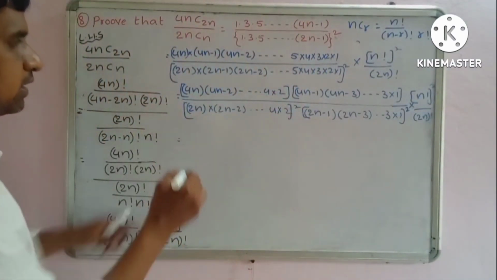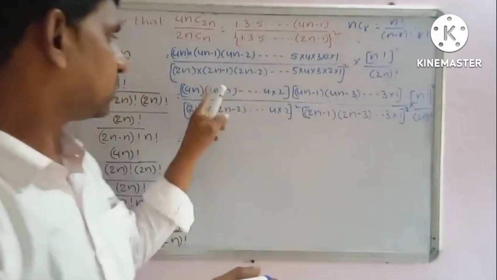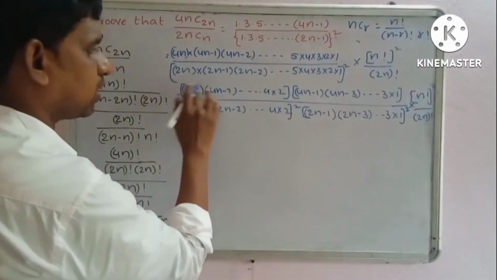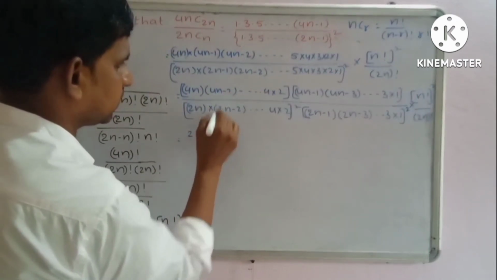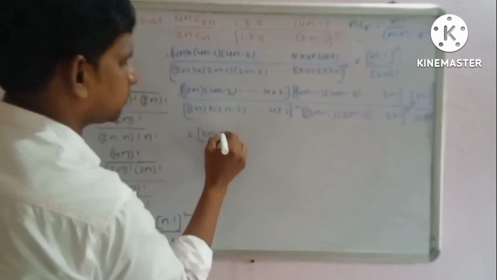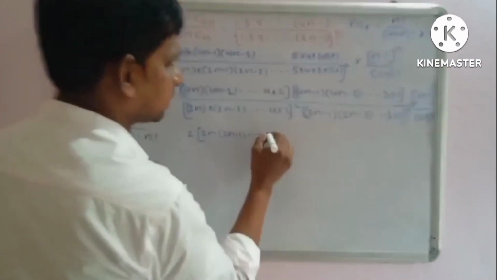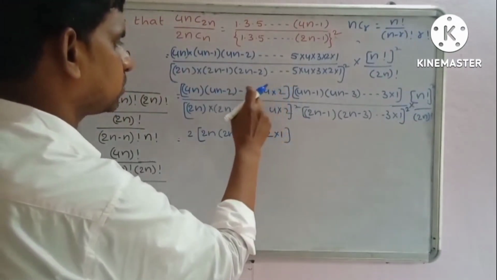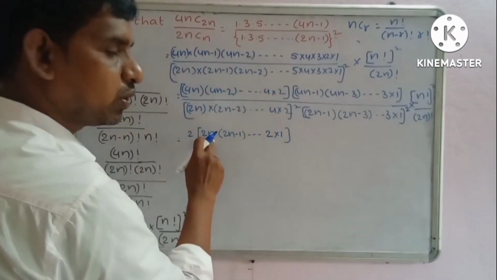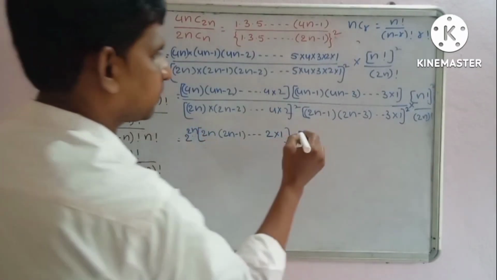Now see, in the numerator everywhere 2 is the common term. So take 2 as common from 1, 2, 3, and so on. So take 2 as common. Here also 2 is common, 2n minus 1, and so on. Take 2 as common. How many 2's are there? 1, 2, 3, 4, 5, up to 2n. So 2 power 2n. Okay.